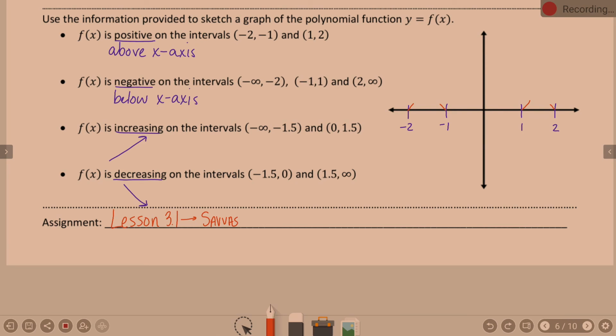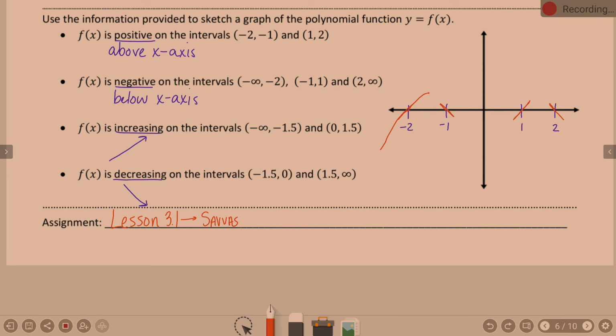Negative infinity to -2. So before I get to -2, it's negative. -1 to 1, it's negative. And 2 to infinity, it's negative. Yes, it's below the x-axis. Now, here's the key. Where are my mins and maxes, right? That's what my increasing, decreasing tells me. We're increasing from negative infinity to negative 1.5. So that means right here in the middle, we're going to have a max, yes?